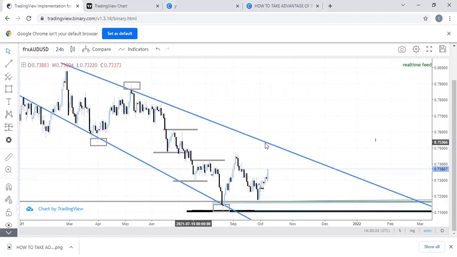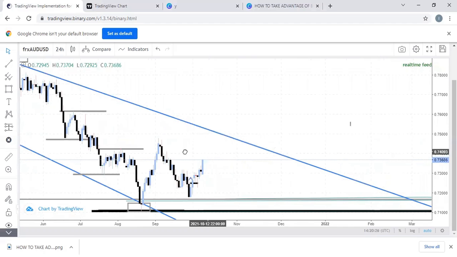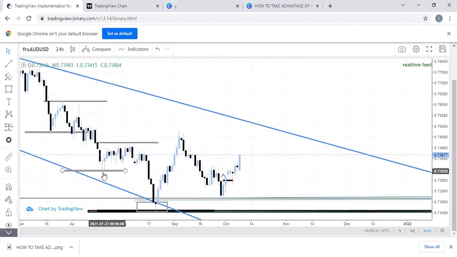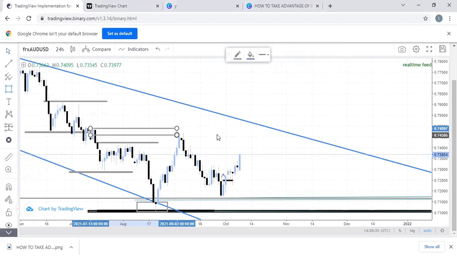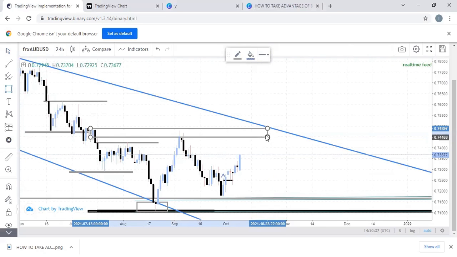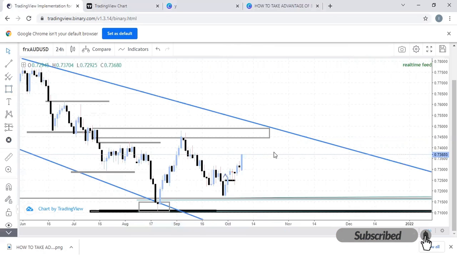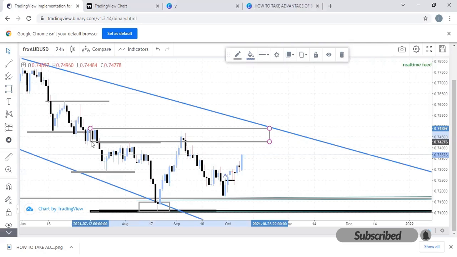Now let's see how to actually get our supply zone. Now, structure has been taken out here. Which supply zone is valid? This particular supply zone is valid. You can see that this supply zone was valid. Why was it valid? Why was this supply zone valid?